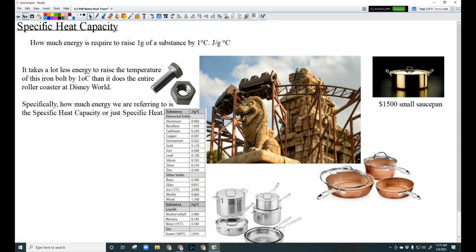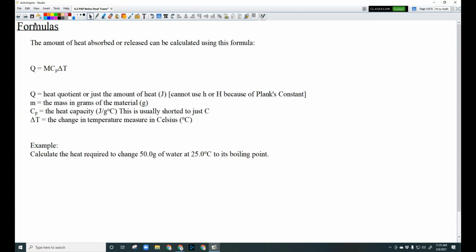All right. So remember, specific heat, that's the amount of energy used to raise 1 gram of a substance by 1 degree Celsius. So it's the heat per 1 gram, 1 degree Celsius, specific heat capacity or just specific heat. All right, so in this section where we're calculating the heat transfer, the amount of heat absorbed or released can be calculated using this formula here. Q is equal to m C sub P delta T.